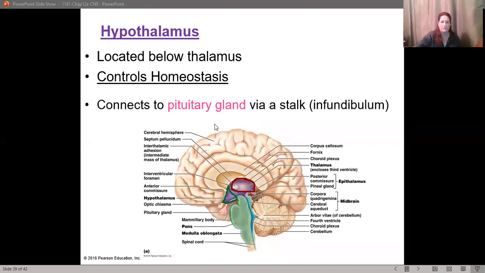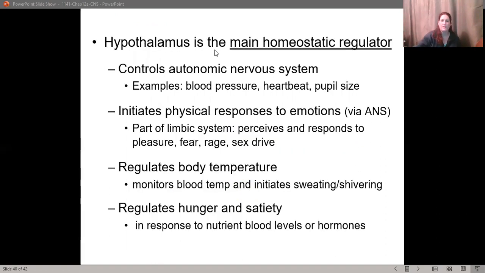It also attaches to the pituitary gland, but that's something we're going to look at later when we get to the endocrine system. So the hypothalamus is the main homeostatic regulator. It controls the autonomic nervous system. It has input into the autonomic nervous system for baroreceptors, which would affect blood pressure, heart rate, pupil size. We'll go into that when we talk about cranial nerves in a little bit.